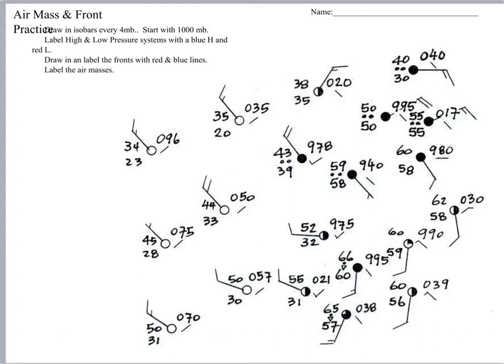We're going to start with 1,000 millibars. You don't have to start with 1,000. That's just one place you can start. Once we have our isobars drawn, then you'll be able to identify the high and low pressure systems. Once you have your high and low pressure systems drawn, and we can look at the rest of the surface data, we can then identify fronts. And from that, we can then label our air masses. Okay, moving on to isobars.